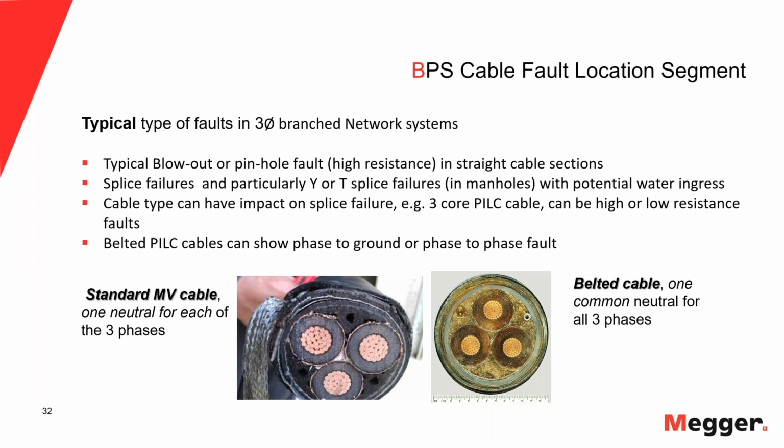And like I said again, belted paper cables can show phase to ground and phase to phase faults. You see here again this photo on the right-hand side, a belted cable. Each phase is paper insulated, but not every insulation has a concentric neutral over it. There's only one concentric neutral, that copper tape that you see under the lead sheath, which acts as the neutral. On the left side, every phase has its own concentric neutral. Now, obviously this is not a paper cable, but it doesn't really matter. This is an XLPE cable.